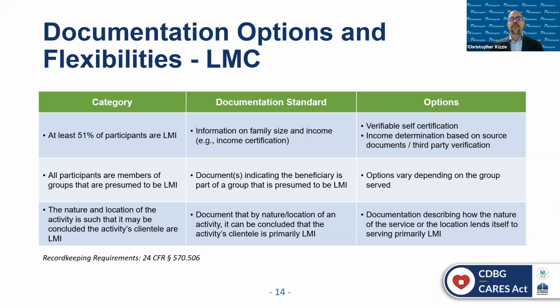The second way to document compliance with the limited clientele national objective is to document that all participants served are members of groups that are presumed to be principally low to moderate income persons. For example, abused children, battered spouses, elderly persons, severely disabled adults, homeless persons, illiterate adults, persons living with AIDS, or migrant farm workers. If in order to obtain the service, you must qualify as one of the presumed benefit categories per the intake application and procedures of the subrecipient, then that can be the documentation.